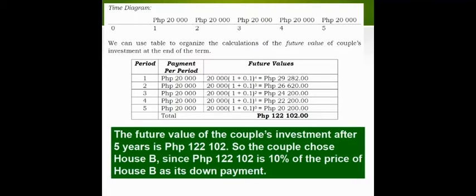Why house B? Since the 10% of house B's price is 122,102. So that is the down payment for house B. So their money of 122,102 is just enough for the 10% down payment for the house and lot.